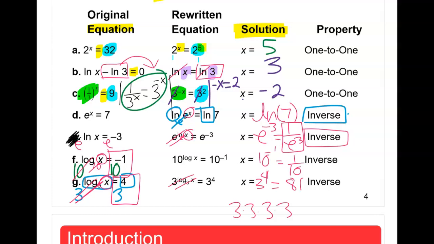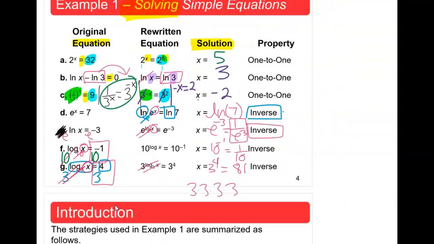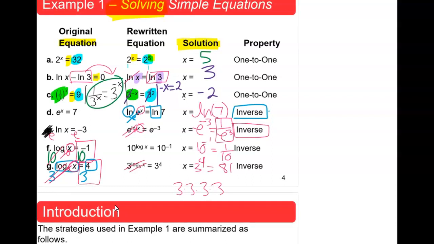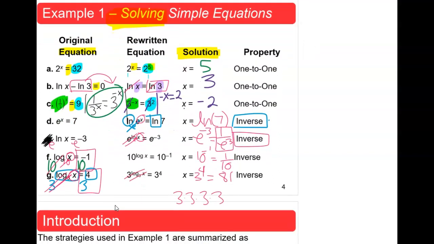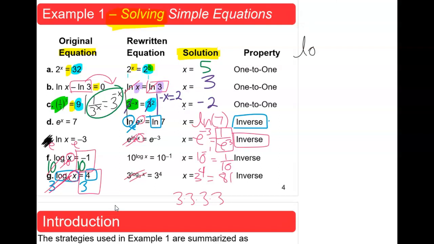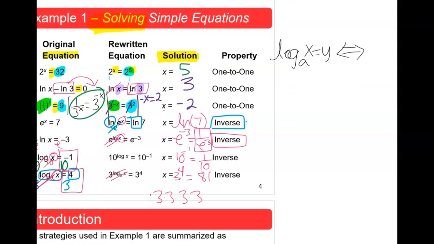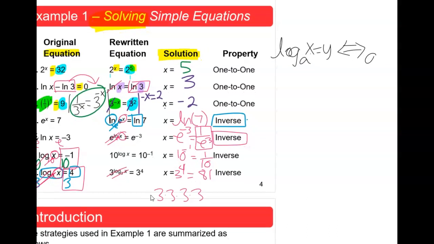Please remember that. However, there are other ways to solve them, and I just want to show you quickly another thing you could do instead of using the inverse property. So we could also rewrite things from logarithmic form to exponential form. And this is a very good skill to have.